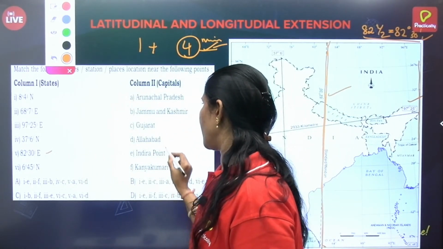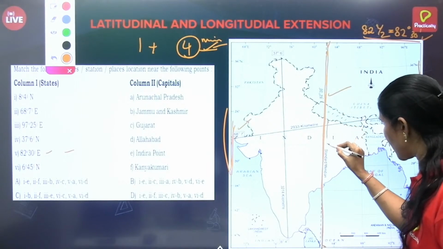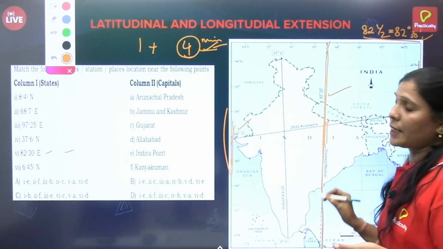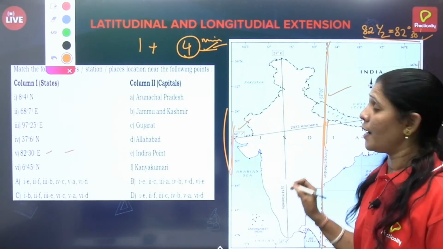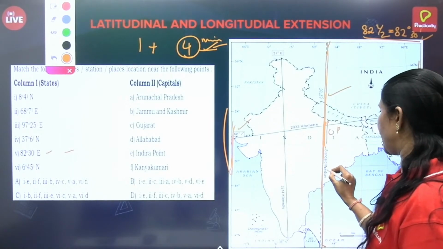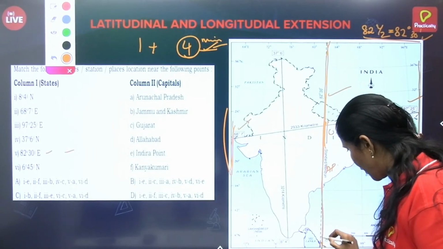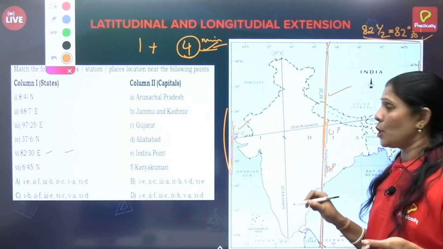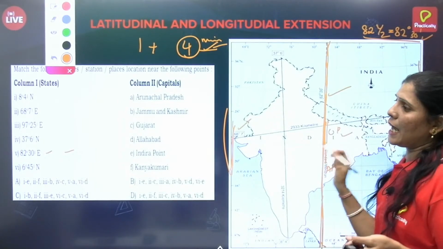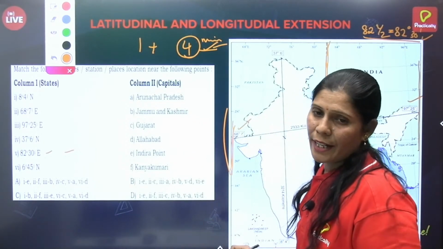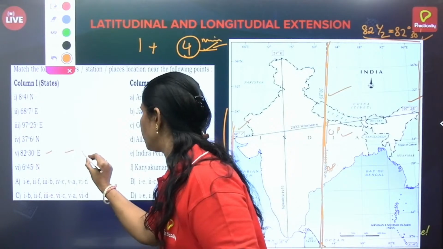It matches with Allahabad. Allahabad is a place touching this longitude. The 82 degrees 30 minutes longitude is passing through the city of Allahabad in UP, and in AP it's passing through Kakinada, just beside Sri Lanka, which you can find while locating also. So Allahabad is the place in India where 82 degrees 30 minutes east longitude is passing. So it matches with D.